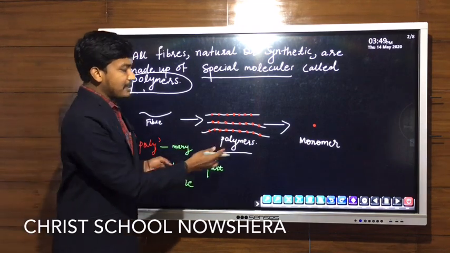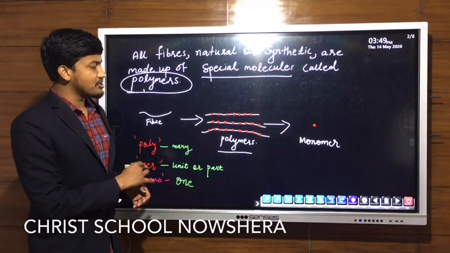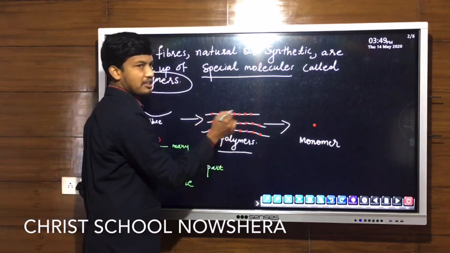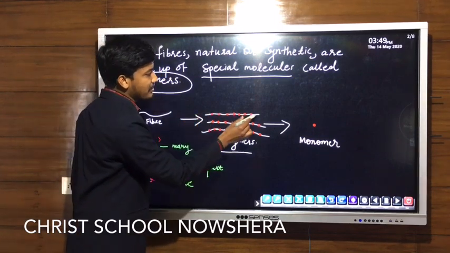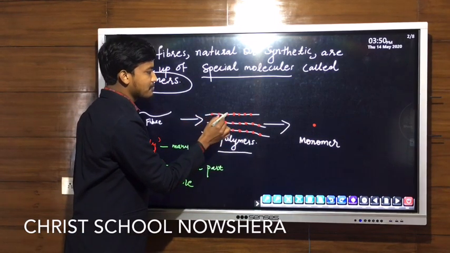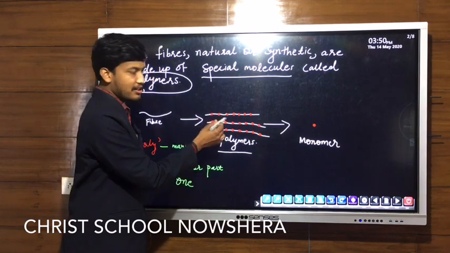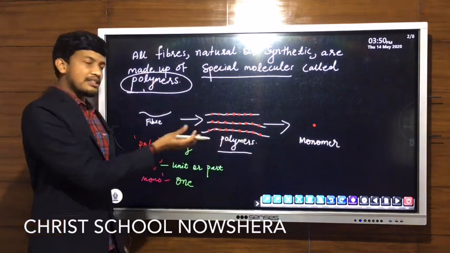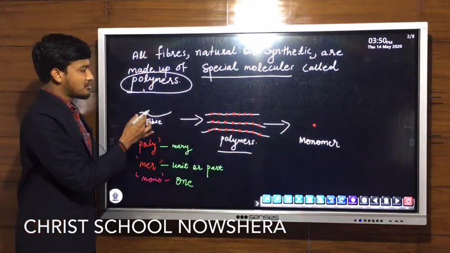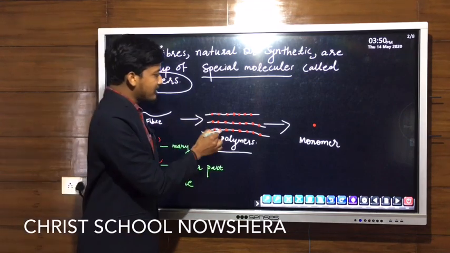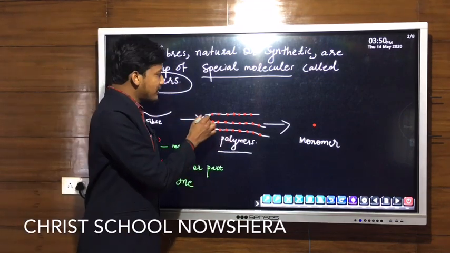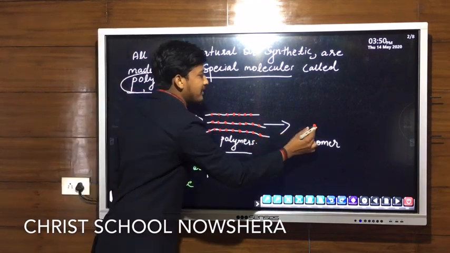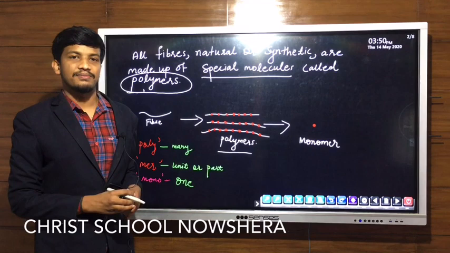And polymer means we can say that it's a long chain of small units. So this polymer is a long chain, and we can see that it is made up of small units. The small units are represented in the red color. These polymers are joined together to form fiber. And this polymer is made up of small units. These small units are called monomers.